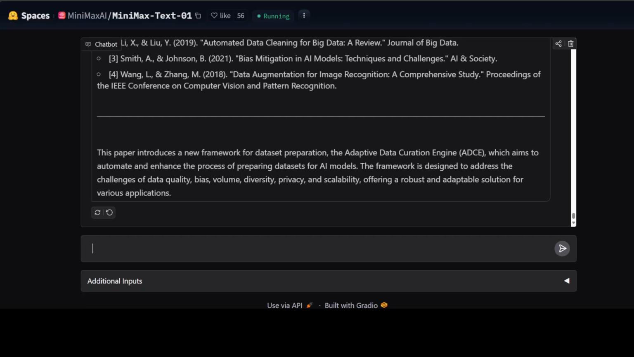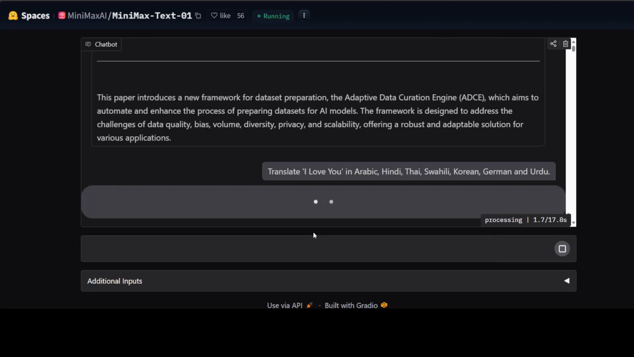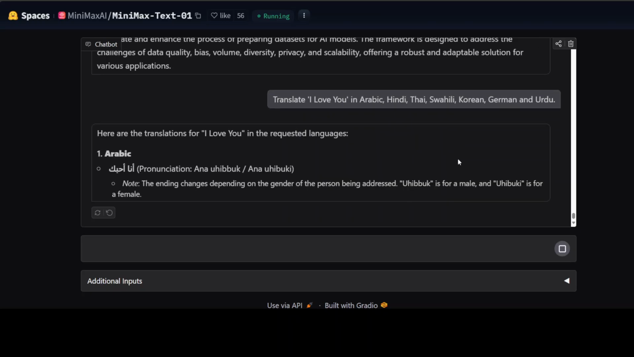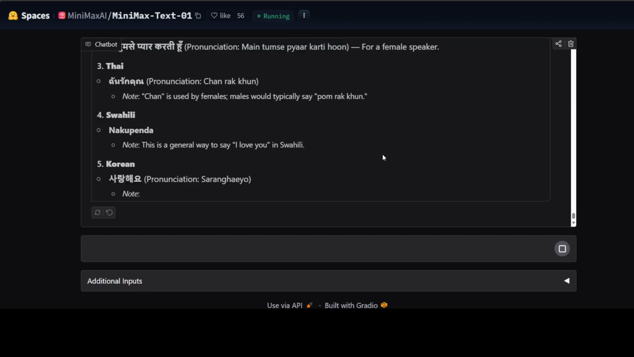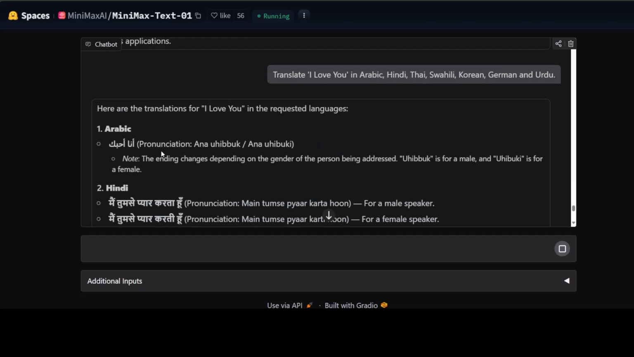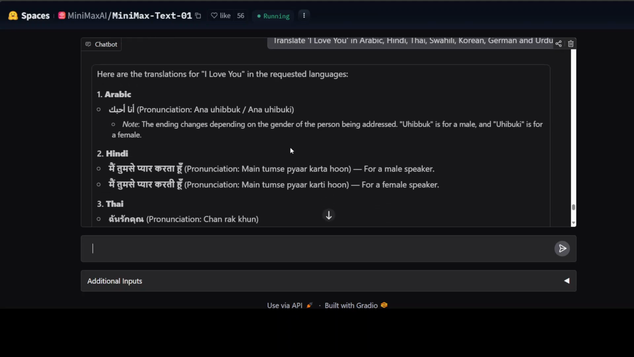Okay, next up, let's try out the multilinguality. So I am asking it to translate I love you in Arabic, Hindi, Thai, Swahili, Korean, German, and Urdu. Let me run it. A few of the languages I can at least tell, but I would need your help too if you are a native speaker of that language to please guide us. So Arabic, yeah, that looks good. The reason why I know is that I have checked it on Google Translate, but please confirm.